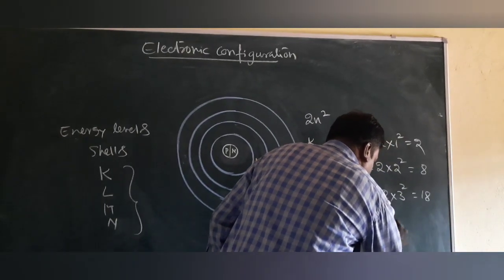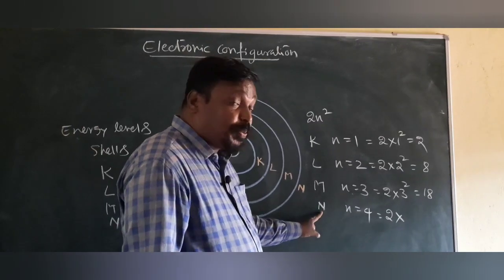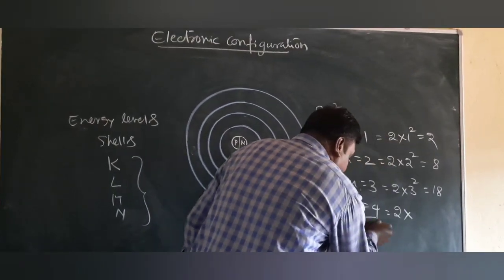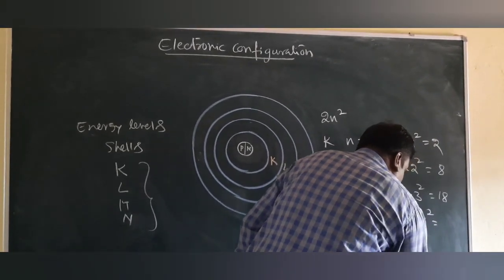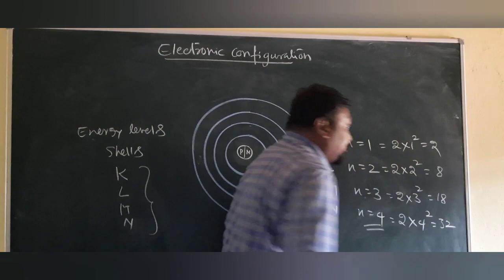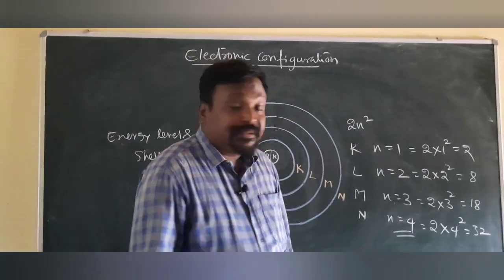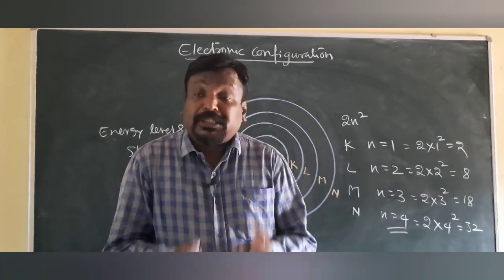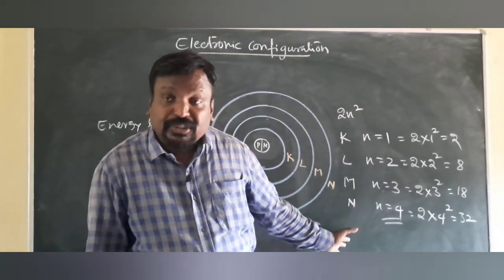Now, the number of electrons present in N shell is given by 2 into n square, where the value of n is equal to 4. So, here 4 square is 16, into 2, that is 32. Okay. So, this is how we can find the maximum number of electrons present in different shells. I think you can understand this one.